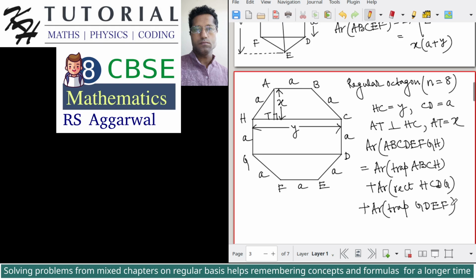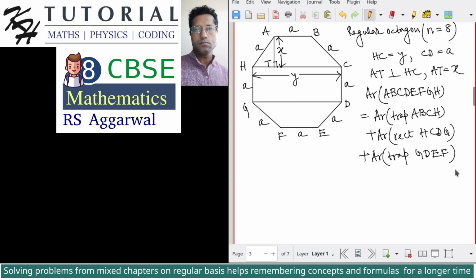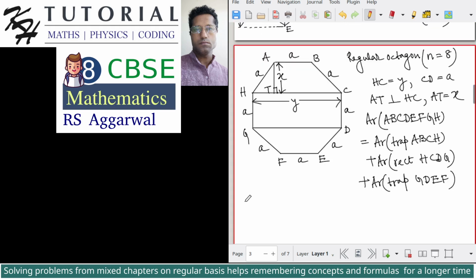Now since these are all regular polygons, the figures will be very symmetric. By that I mean both this trapezium, the trapezium above the rectangle and the trapezium below the rectangle, are congruent, so their area will be equal. So we just need to find the area of one such trapezium. So what will be the area? This will be equal to the area of rectangle HCDG plus 2 into the area of one trapezium, let's say trapezium ABCH.